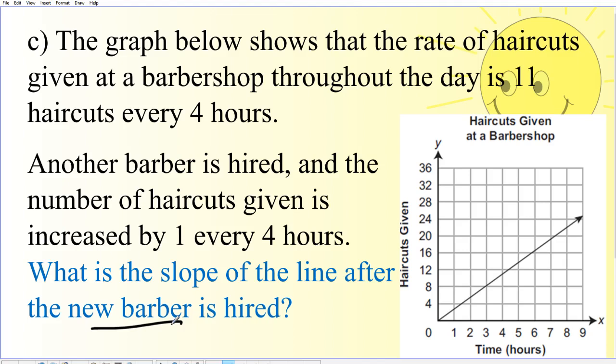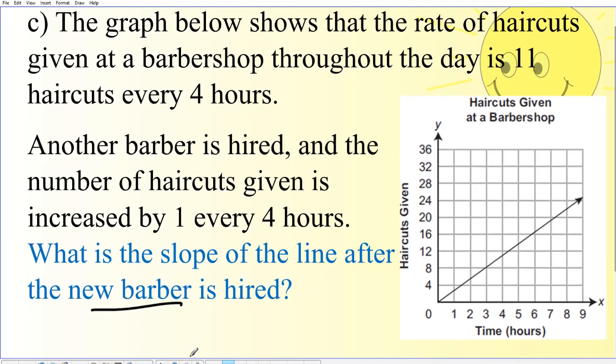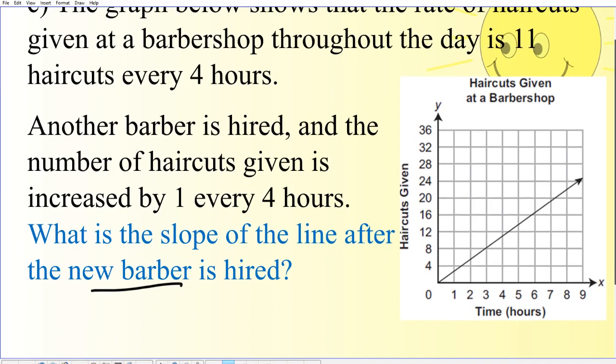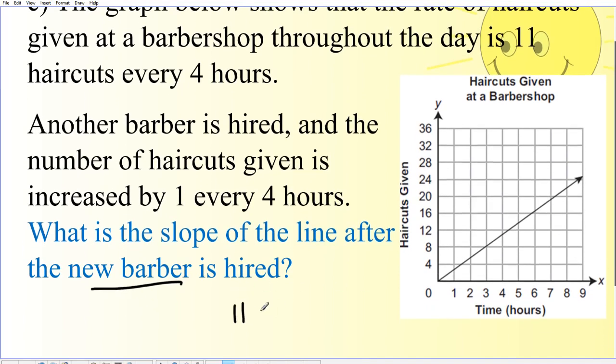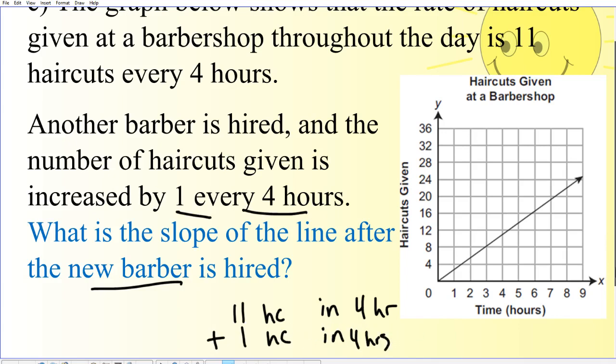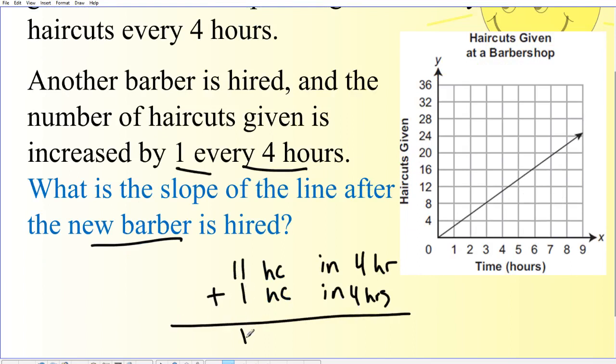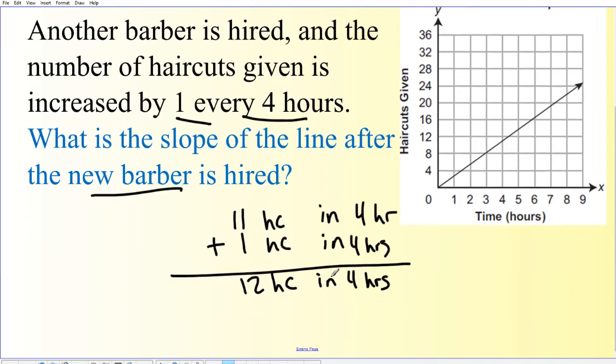Okay, so this is a lot easier than you probably made it out to be. It says they do 11 haircuts in 4 hours. They hired another barber, and it increased by 1 every 4 hours. So if you just add 1 more haircut in those 4 hours, what's that give you? Well, 11 plus 1 makes 12 haircuts in 4 hours. So then the slope of this line is this, but as a fraction.